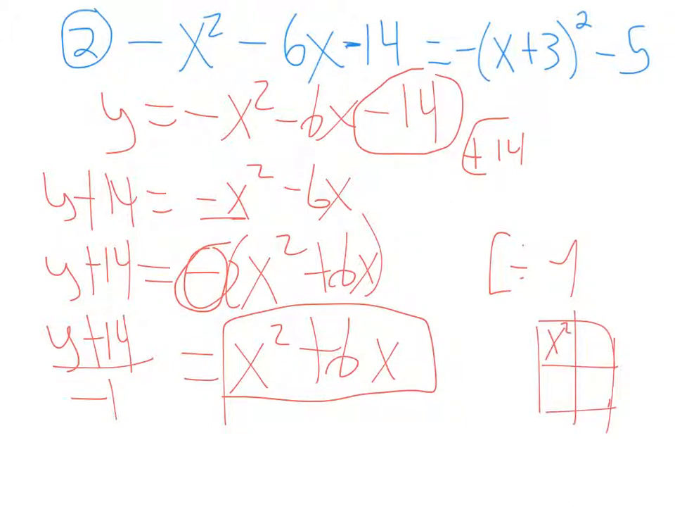I've got an x squared there, a 3x there, a 3x there, because I always have to have half, right? Half of 6x. Well, what completes that square? 9, 3 by 3. So I have x plus 3 by x plus 3 in my square. So now I've got to add 9. Well, I can't add 9 to one side. I have to add 9 to both sides. So let's look at it over here.